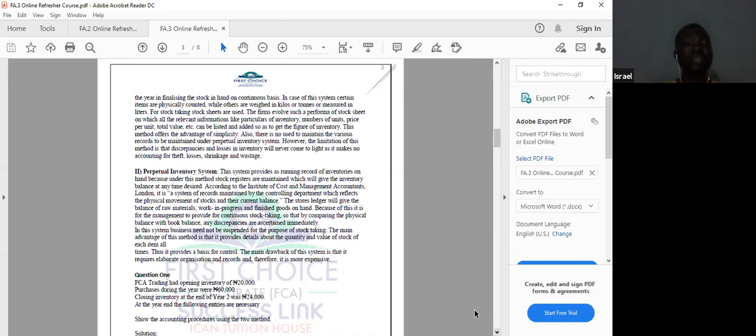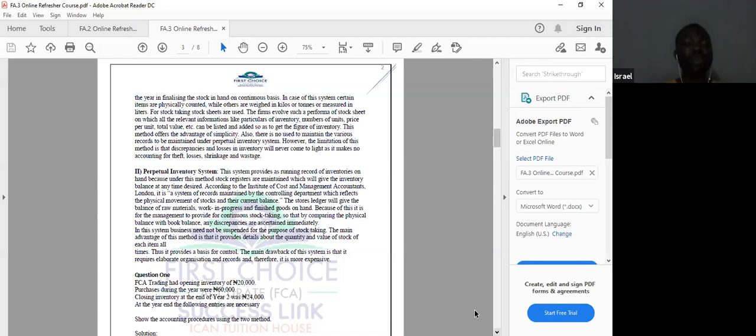In this system, certain items are physically counted, while others are weighed in kilos or in tons. It depends on the inventory that we are considering here. Some inventory you just count, while some you have to scale. When you take them in weight, it will assist you to know the value that will be attached to it. For stock taking, we have sheets that we use. You have to record as an independent verifier.